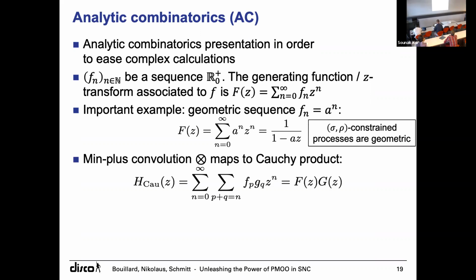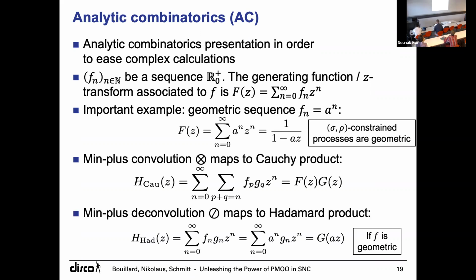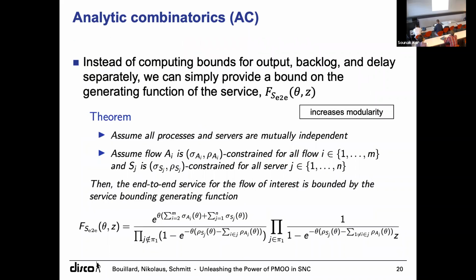It has pretty advantageous properties. For example, the min plus convolution directly maps to the Cauchy product, and the min plus deconvolution maps to the Hadamard product if the first argument is geometric. Then we do not have to calculate the backlog, output or delay bound entirely. In fact, we provide a modular technique, and we only need to provide a bound on the generating function of the service, and then we calculate the performance bounds afterwards.